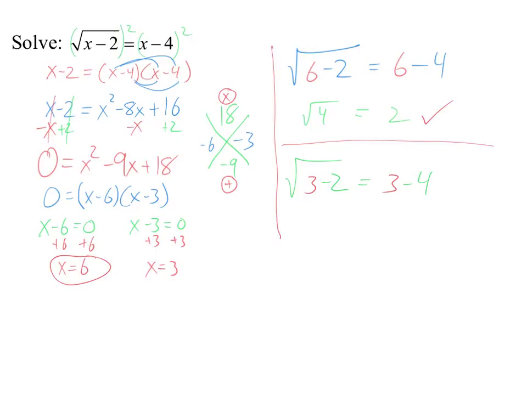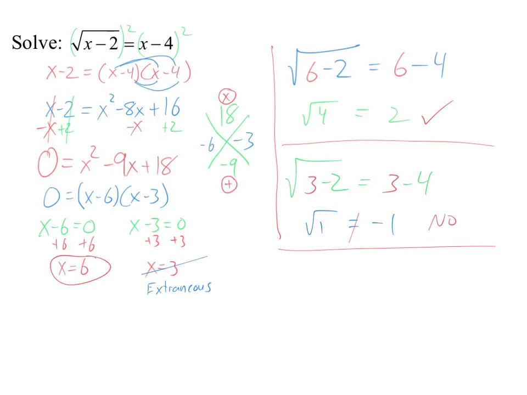This is my check over here. What do we get here? The 3 minus 2 is the square root of 1. Does that equal negative 1? Does the square root of 1 equal negative 1? No, it does not. I cross that off. That's a no. So I'm going to go down here and cross that answer out. That answer down there is called extraneous.